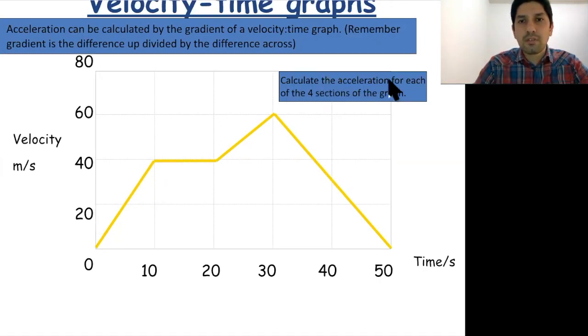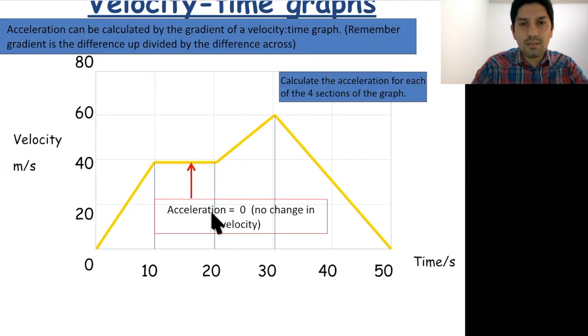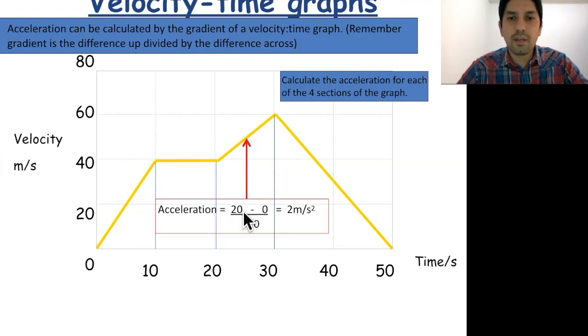So let's calculate the acceleration for each of these 4 sections. First section: final velocity is 40, initial velocity is 0, the difference is 40, over time taken of 10 seconds, so 40 over 10 will be 4 meters per second squared. In the second section, velocity is not changing during 10 seconds, so because of no velocity change, acceleration is 0. In the third section, final velocity is 20, initial is 0 during the 10 seconds, so acceleration will be 2 meters per second squared.